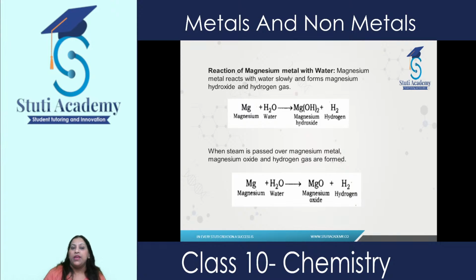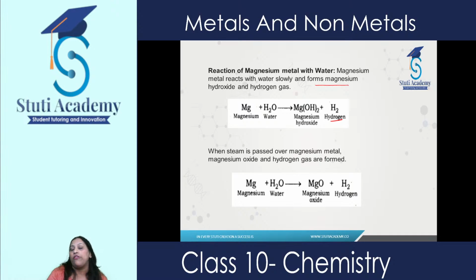Then the reaction of magnesium metal. When magnesium reacts with water, it reacts very slowly and forms magnesium hydroxide. Again, hydrogen gas is liberated. Students, whenever any metal reacts with water, the result is always the liberation of hydrogen gas and formation of a hydroxide. Although these hydroxides are of different kinds depending on the metal we are taking. If we take calcium, it becomes calcium hydroxide. If we take sodium, it becomes sodium hydroxide. If we take potassium, it becomes potassium hydroxide. And in all the cases, hydrogen gas is liberated.